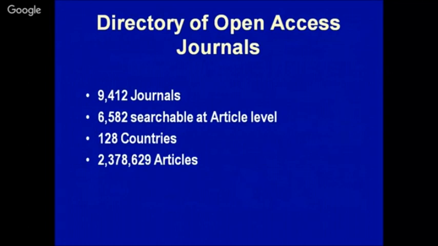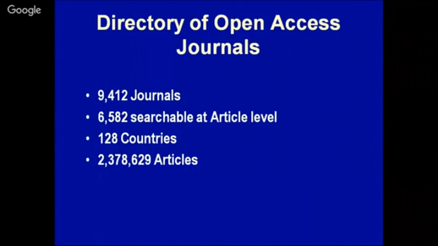And 6,582 journals can be searched at the article level. So you can have the complete article read online. 128 countries of the world are subscribing to this. So you are getting journals from across the globe, and इतने articles total आपको वहाँ पे available हैं. So you can see a vast resource of information is available.